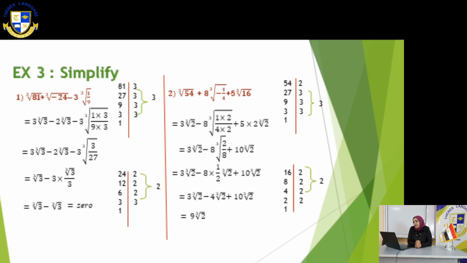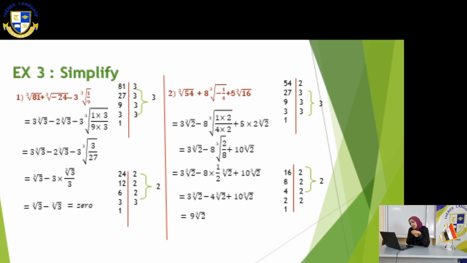Then we have 8 cubic root of negative quarter. Any negative inside the cubic root, we will get the negative outside. What about the quarter? We want to cancel number 4 from the denominator by changing number 4 into a perfect cube number, by multiplying 4 by 2 up and down to get 8. We can get 8 from the cubic root as a half and keep 2 inside the cubic root.